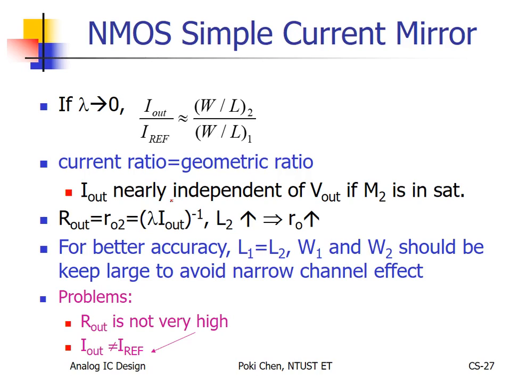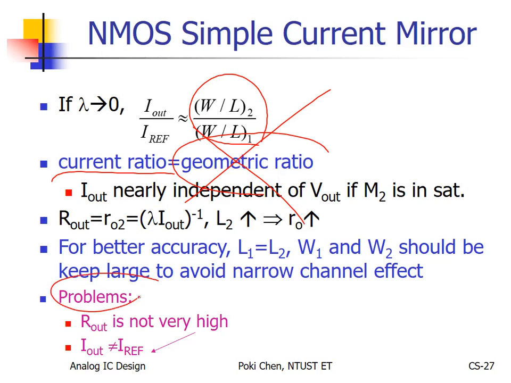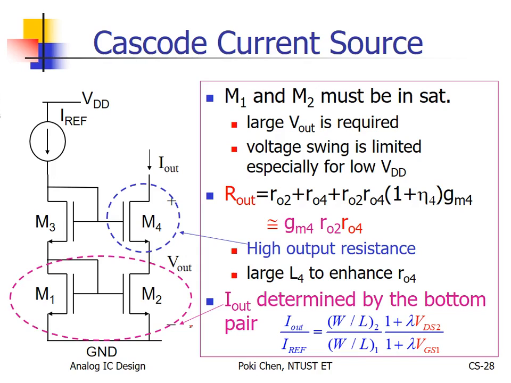Anyway, now you have a lot of current ratio, geometric ratio. I mean this, okay, but no good. You need to apply cascoding, blah, blah, blah. Anyway, the problem is what? R out is not high enough compared to BJT, so don't expect I out equals I reference. No. All right? So again, what can you do? Oh, we learned something from BJT cascoding. Again, the behavior is a current buffer. Keep this in mind. All right?